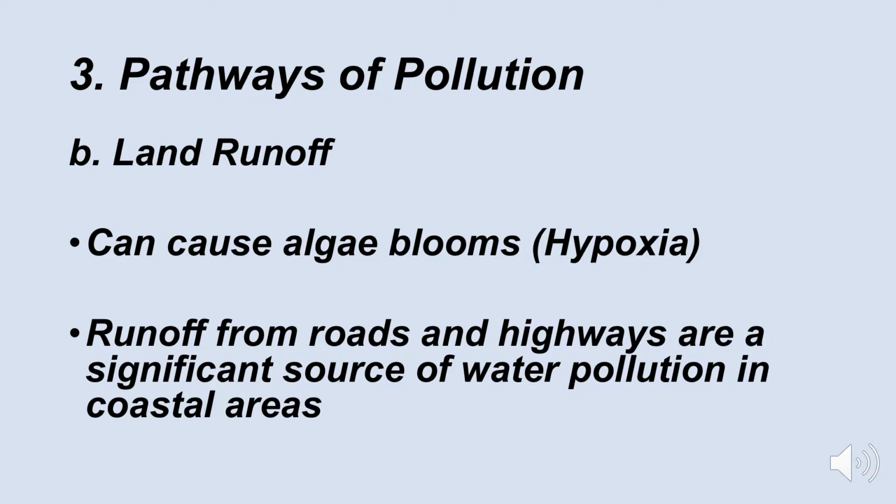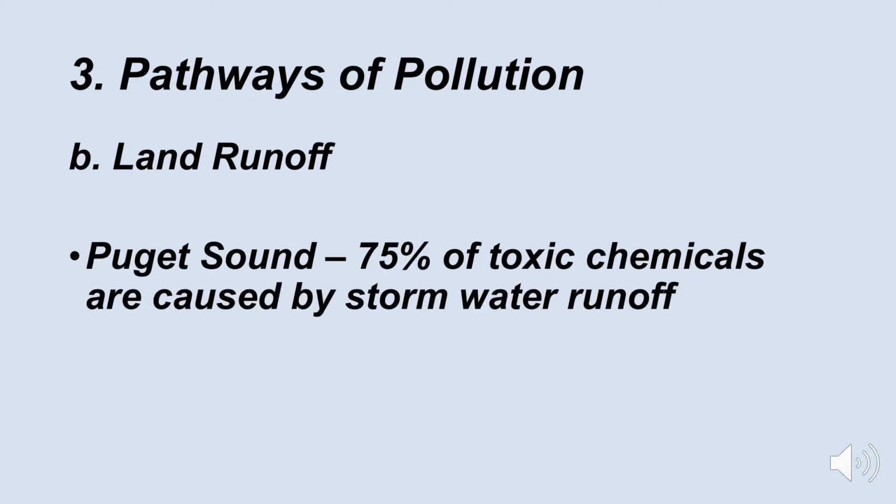One number that I saw when I was looking through some data: if we take a look at the Puget Sound in western Washington, they found that 75% of toxic chemicals that are put into ocean water in the Puget Sound are caused by stormwater runoff, which is basically runoff from roads and parking lots.